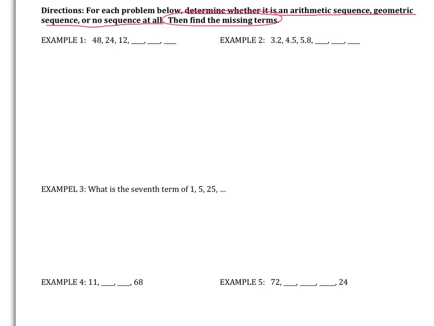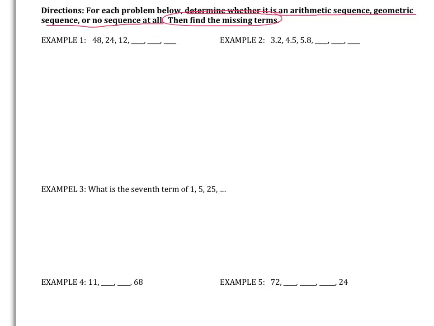If it's not arithmetic, it's probably geometric, and I need to test for that. So I'm going to use the same method. Oops, I'm sorry, that should be your first step. First step is we're going to do our second term divided by our first term. And then to check it, we'll do our third term divided by our second term. So let's go ahead and try that.